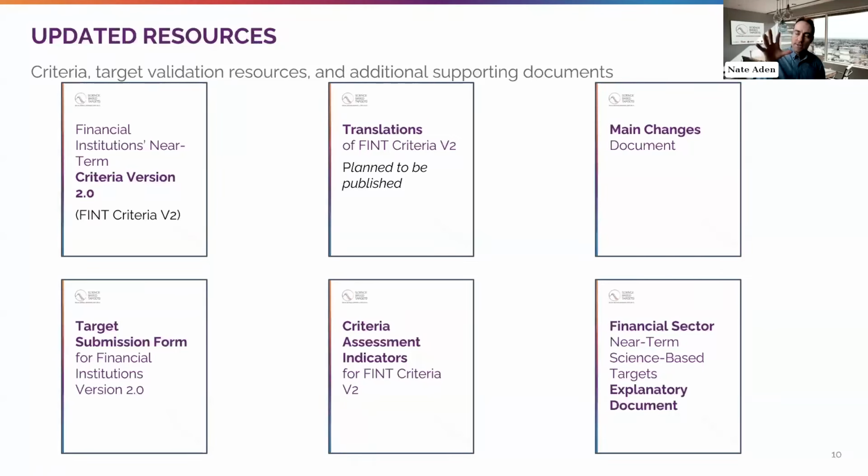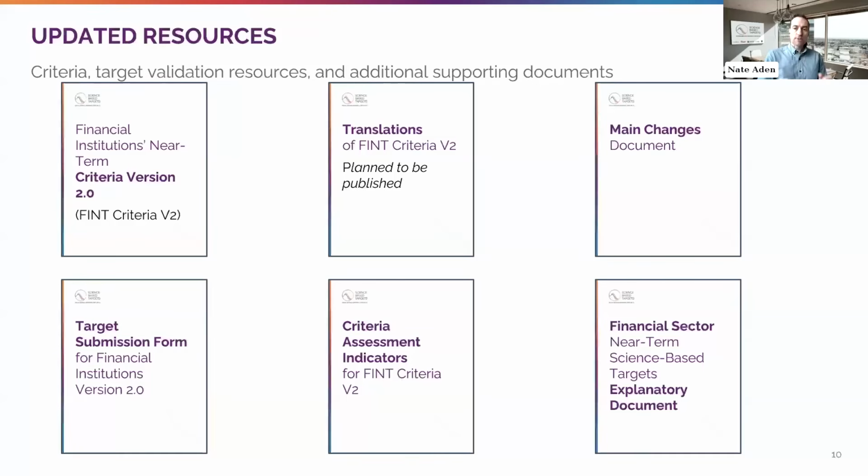We have a document that's been updated, which is what we call the criteria assessment indicators. And this explains how the Science Based Targets Initiative target validation team uses the criteria to assess the information in the target submission form. So it's all very transparent here. We have commissioned translations of the criteria document, which we expect to be published in the next few weeks, and those will be available through the SBTi website. We also have what we call a main changes document, which goes into detail about the differences between version 2 of these criteria and version 1.1, the previous version.